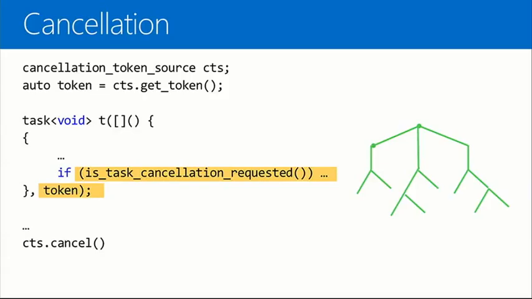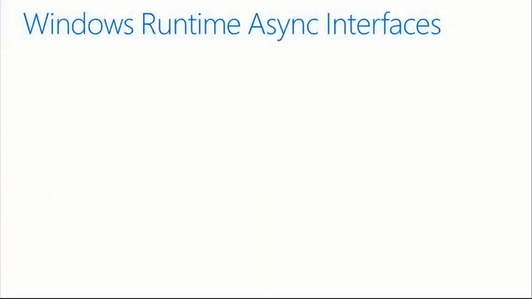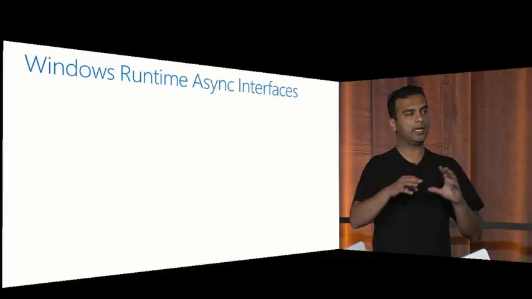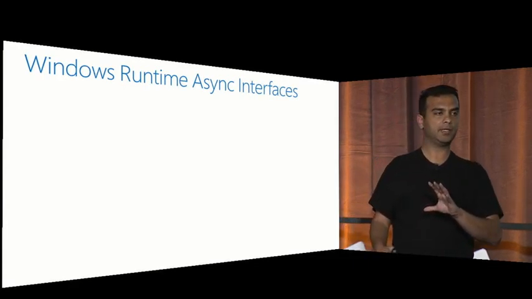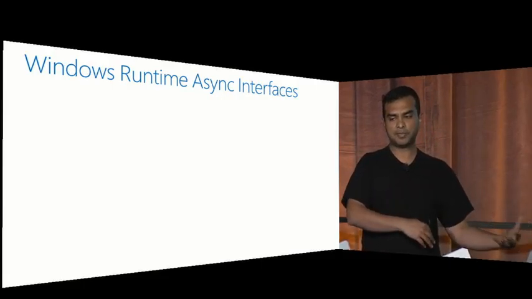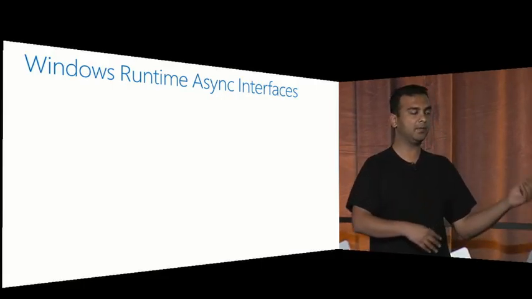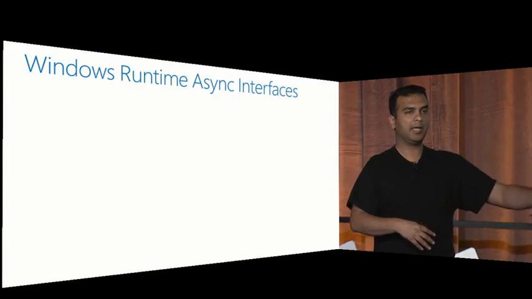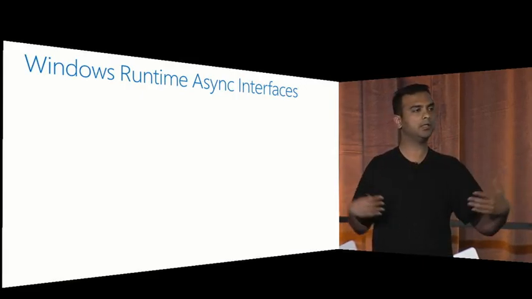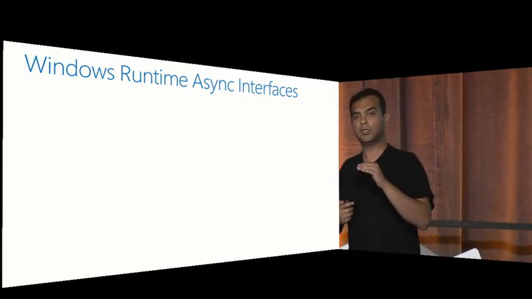Okay? Now we'll talk about what Hattie was mentioning earlier, which is the Windows Runtime async interfaces. Each language has chosen a way to project on top of these async interfaces. And the choice for C++ is PPL. It was a perfect fit. We'd already started that work, and it happens to be a perfect fit for the async interfaces on Metro.